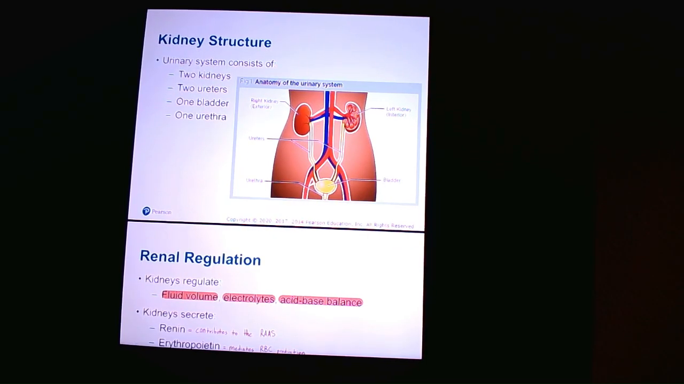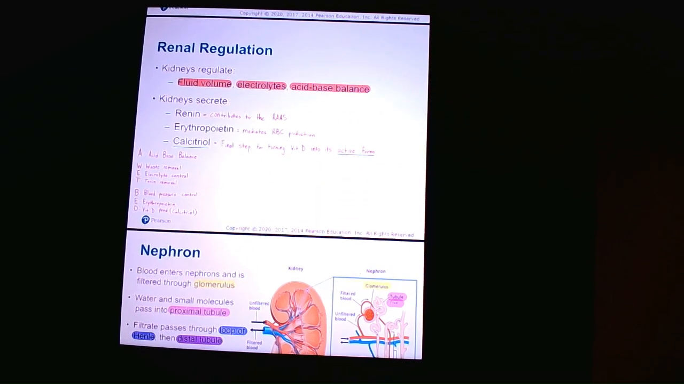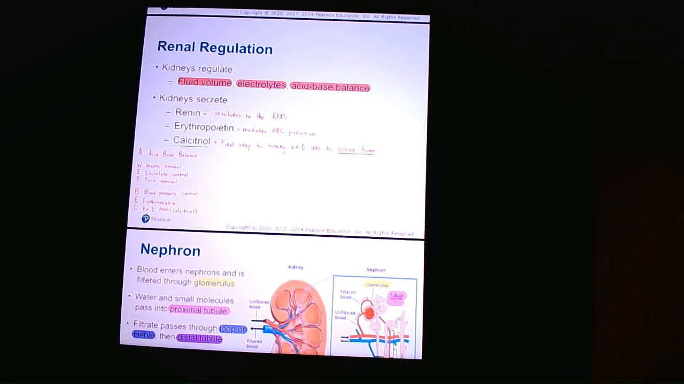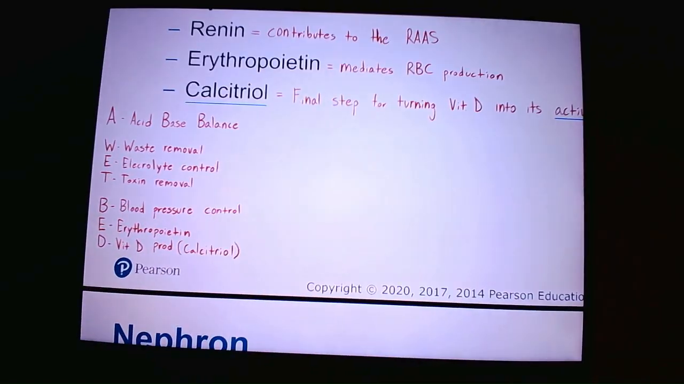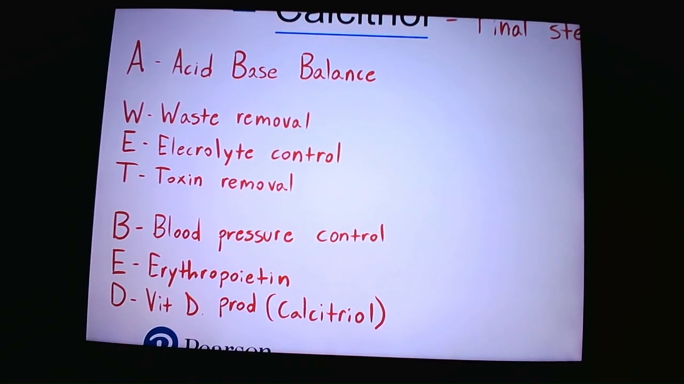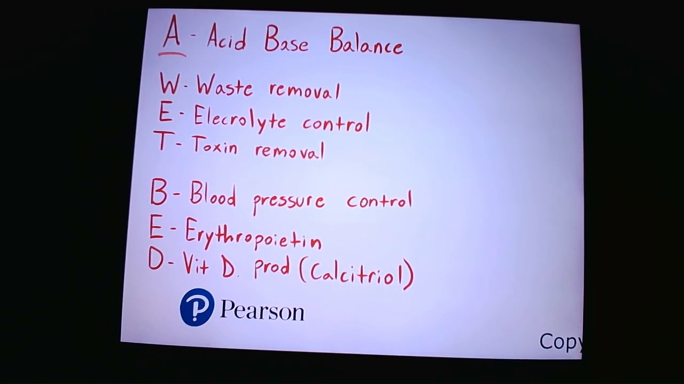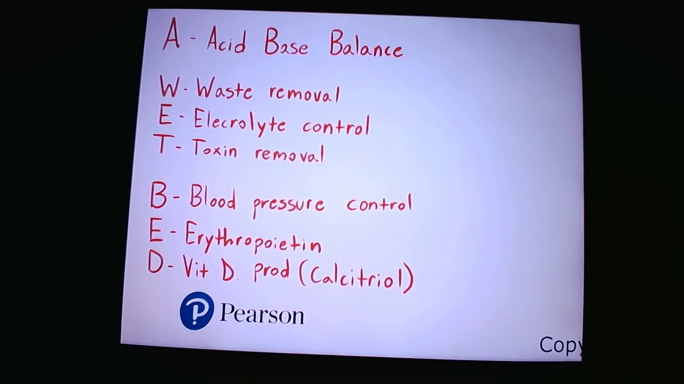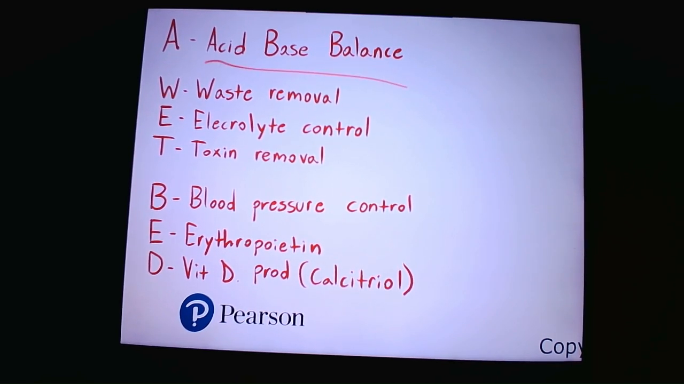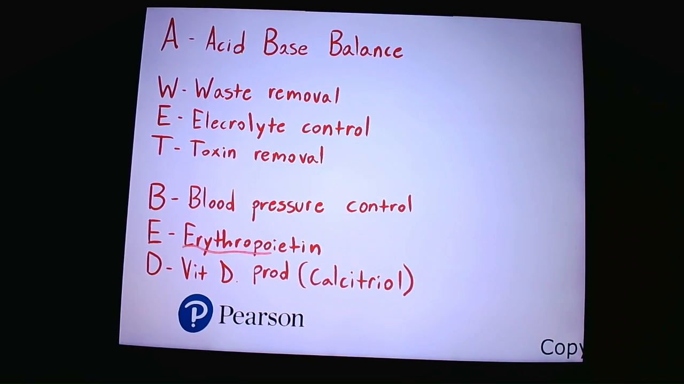So let's get right to it. Kidney structure, right? I'm going to skip this because we should know that by now. Renal regulation, right? For the most part, I want you guys to know that we control fluid volume, we control electrolytes, and acid base balance. To make things way easier to remember what the kidneys do, I have added this saying, a wet bed. This helps us understand everything: acid base balance, waste removal, electrolyte control, toxin removal, blood pressure control.